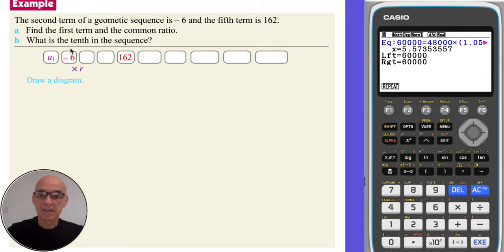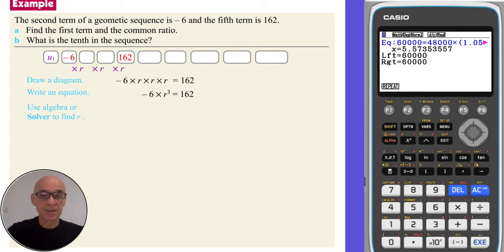Consider then that the second term, negative 6, is multiplied by r to get to the third term, which is then multiplied by r again to get to the fourth term, which is then multiplied by r again to get to the fifth term. So if we write that fact as an equation, negative 6 multiplied by r, again, and again a third time, will give 162. We can then solve the equation to find r, the common ratio.